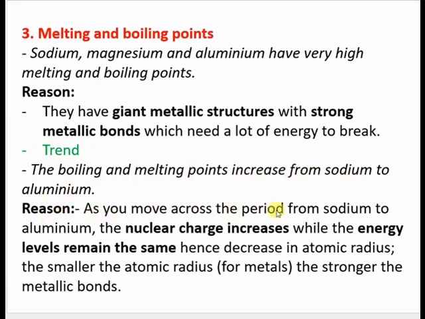As you move across the period from sodium to aluminium, the nuclear charge increases while the energy levels remain the same, hence a decrease in atomic radius. The smaller the atomic radius, the stronger the metallic bond, and therefore the boiling point increases from sodium to magnesium.